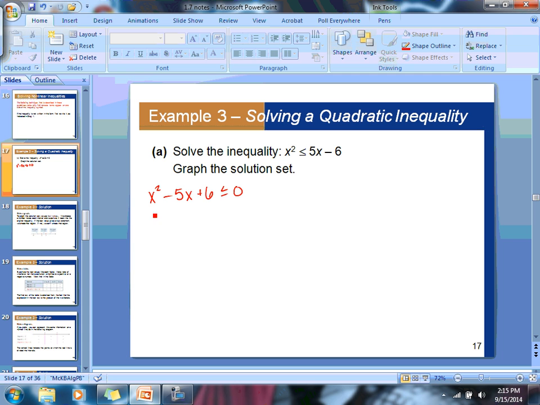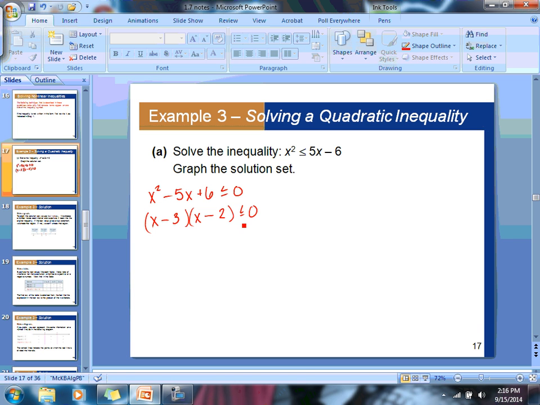And now I need the factors of 6 that are going to add up to a negative 5. So I need an x and an x. And then the factors of 6, let's see, a 3 and a 2. If I multiply them, they will multiply to a positive 6 if I make them both negative, and then they will add to a negative 5 if they're both negative. So there we go, there's our correct factorization.